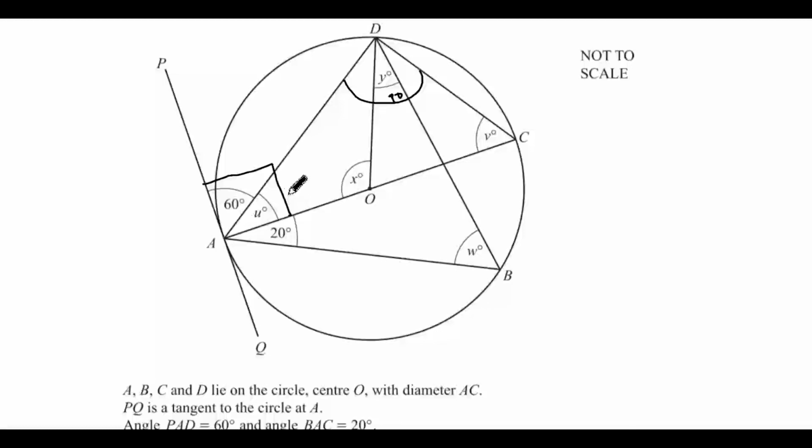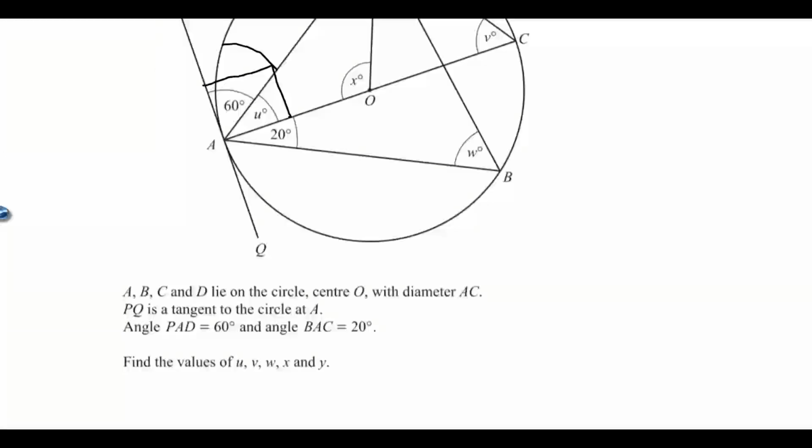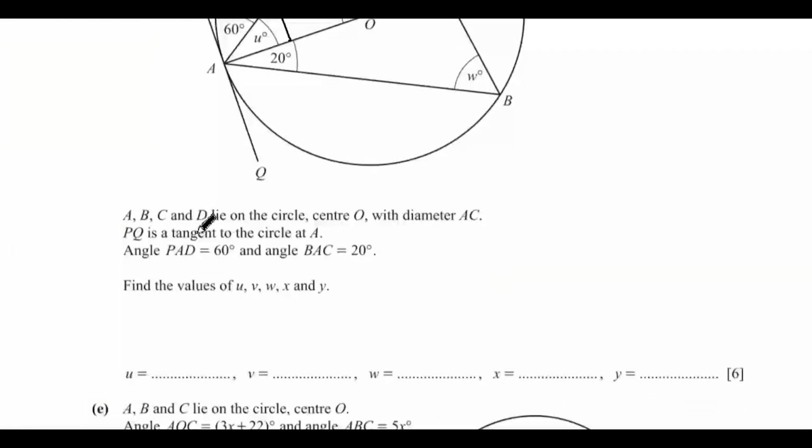Let me remove this. That means this one and this one are angles in alternate segment. So angle 60 degrees will be equal to angle W degrees. That is angles in alternate segment. So that is how to get that answer. Let's continue with the question. Angle PAD equals 60 degrees and angle BAC equals 20 degrees. Find the values of U, V, W, X, and Y.